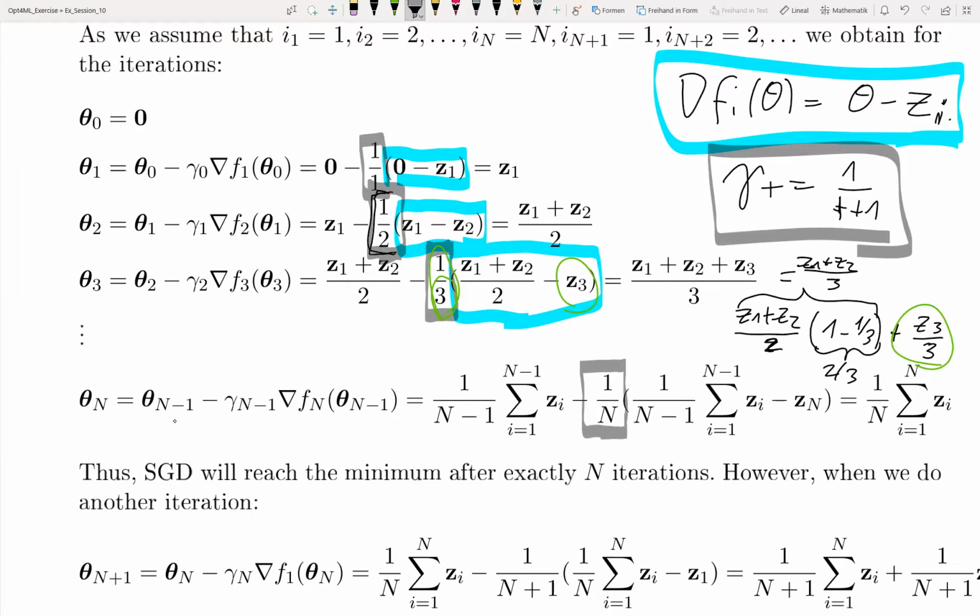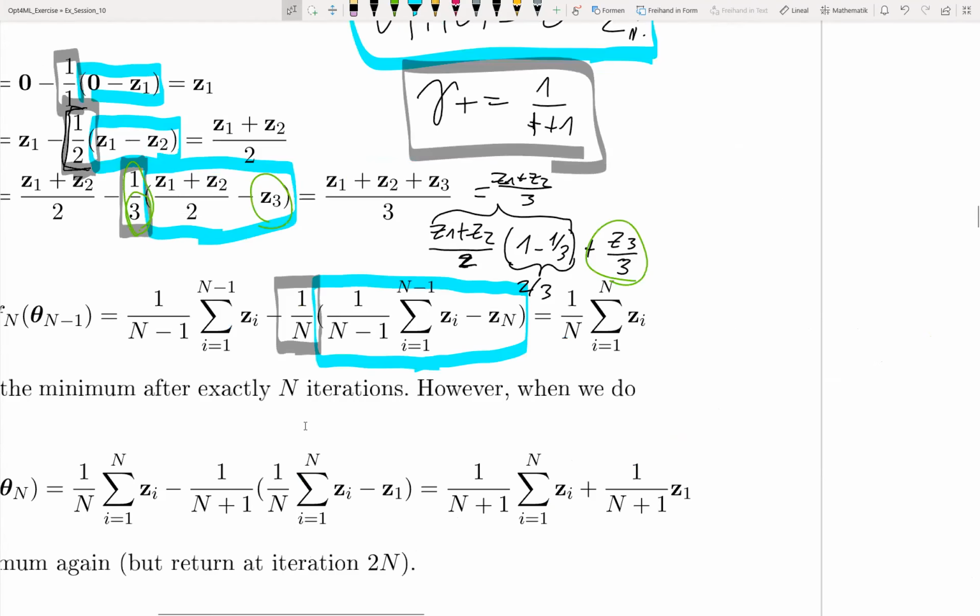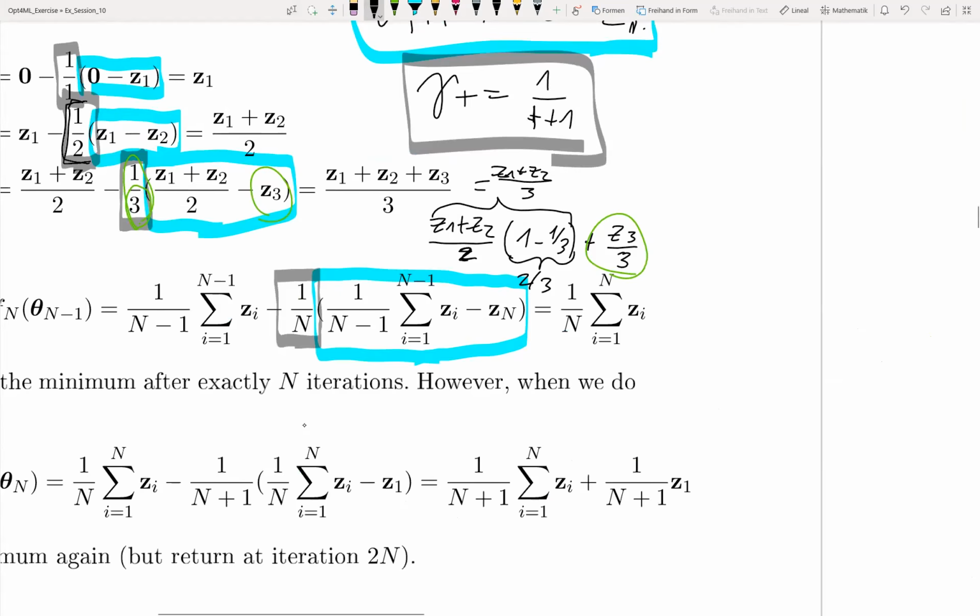And, well, as usual, we plug in the stochastic gradient at the current position. And then, once again, we only have to check that here we really get this result. So to see this, again, you have here minus 1 over n times minus zn. This will give you plus zn over n.